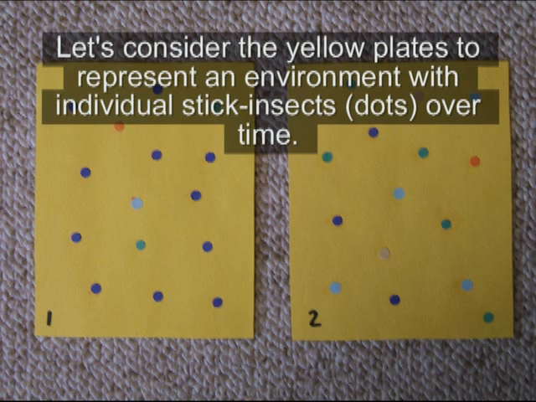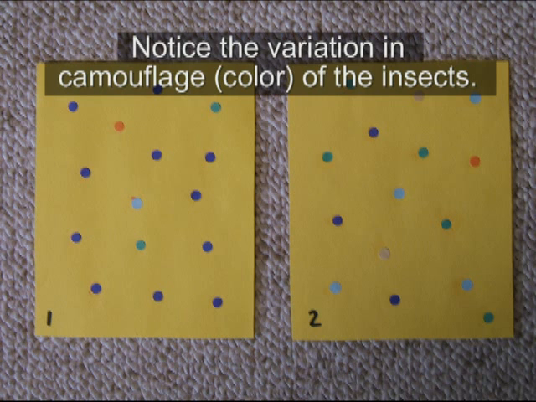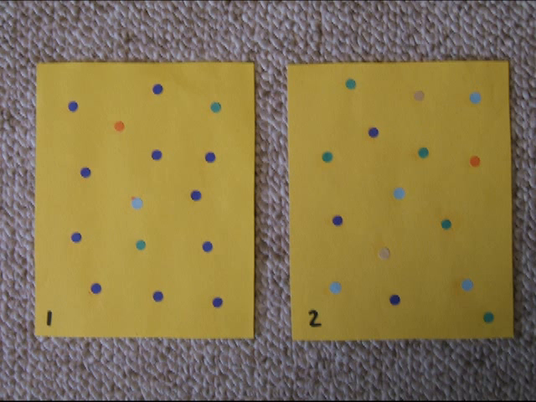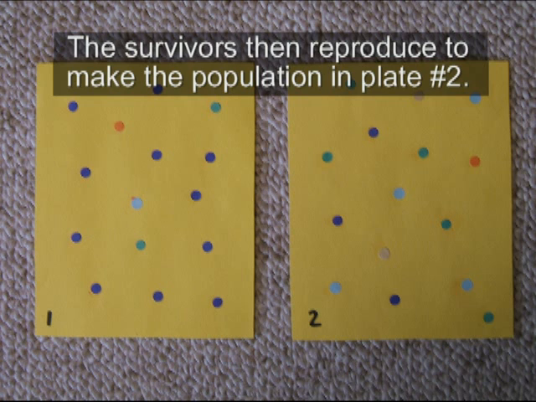Let's consider the yellow plates to represent an environment with individual stick insects, the dots, over time. Notice the variation in camouflage or color of the insects. In plate number 1, predators like birds will more easily eat the poorly camouflaged insects. The survivors then reproduce to make the population in plate number 2.